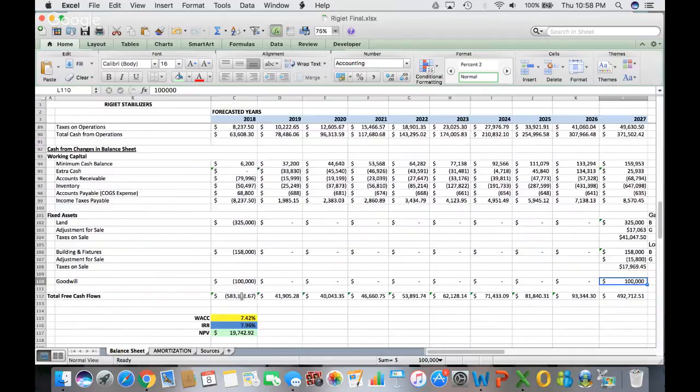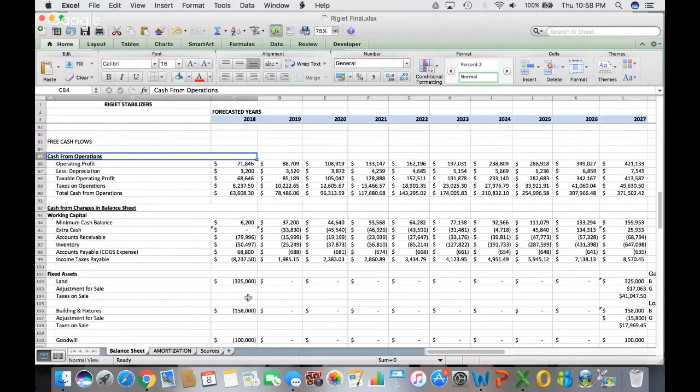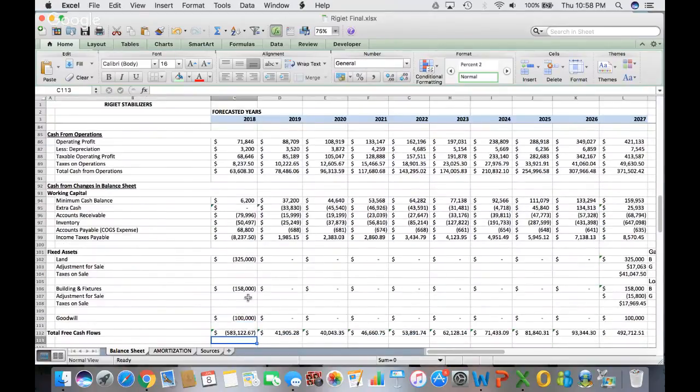So our total free cash flows, we have just a total all along the bottom of referencing all the way up to cash from operations, coming down through all of our working capital and our assets. And so those total free cash flows are just a sum all the way across of those numbers.